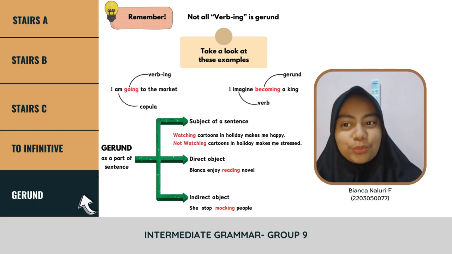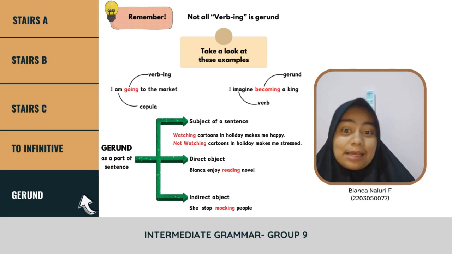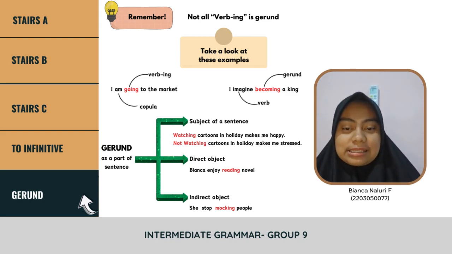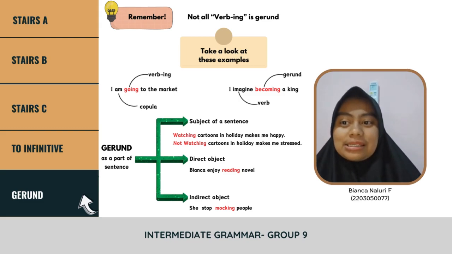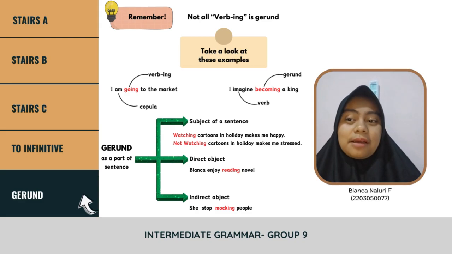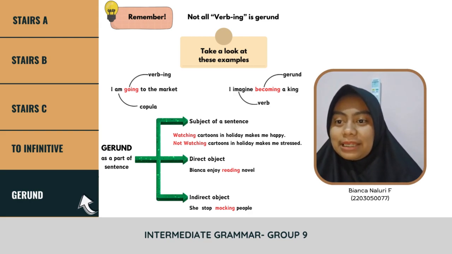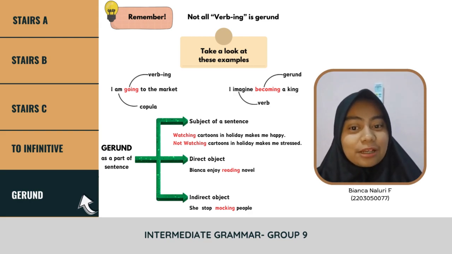So you must know exactly what going means here. Going here is put after am, and am is a copula. So I am going to the market here is the present continuous tense form. So going here is not a gerund, but a verb that is a present participle, because it is preceded by the copula.